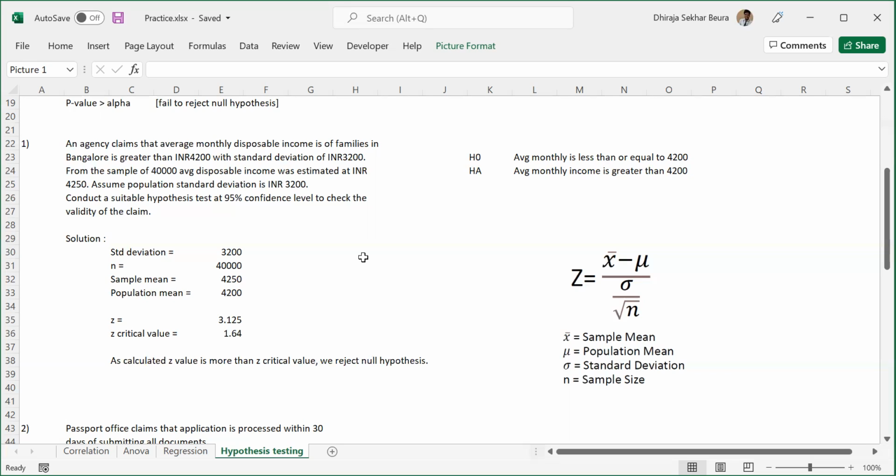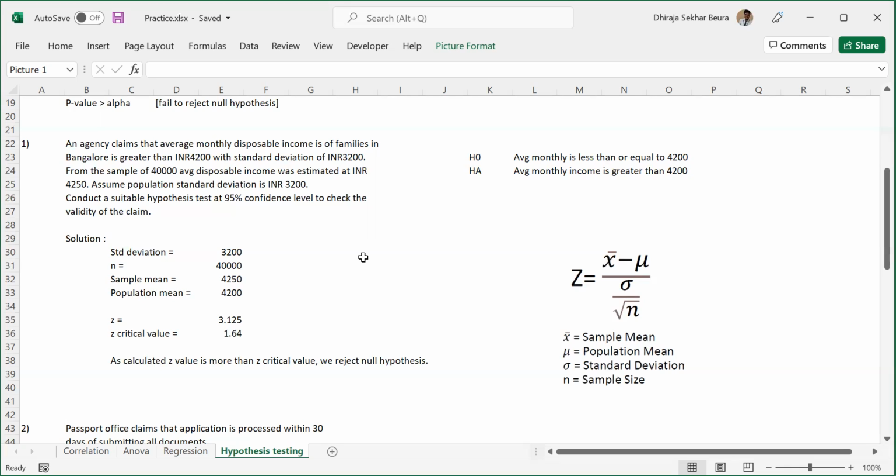Now let's move on. From the sample of 40,000, average disposable income was estimated at rupees INR 4,250. What is this 4,250? This is the mean of your sample, whatever sample you have taken. Why do I say mean? Because it is saying average disposable income. The moment average comes into the picture, you say it is a mean only. Everybody agrees? Mean is nothing but average. So for the 40,000 sample, the mean is 4,250.